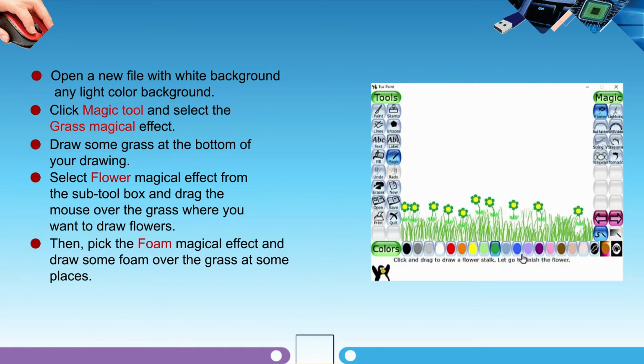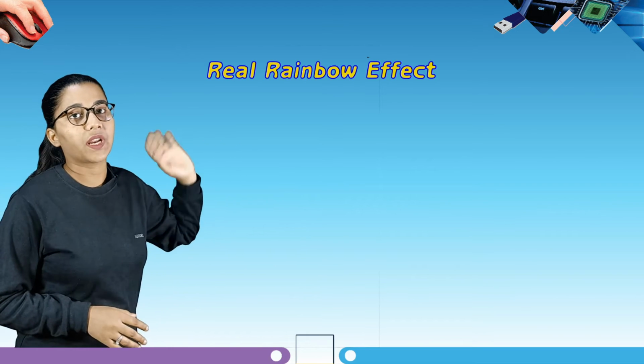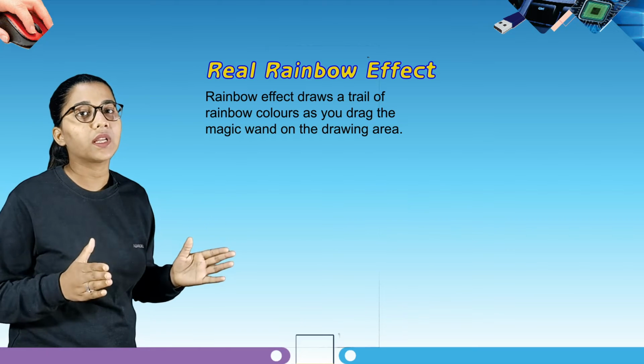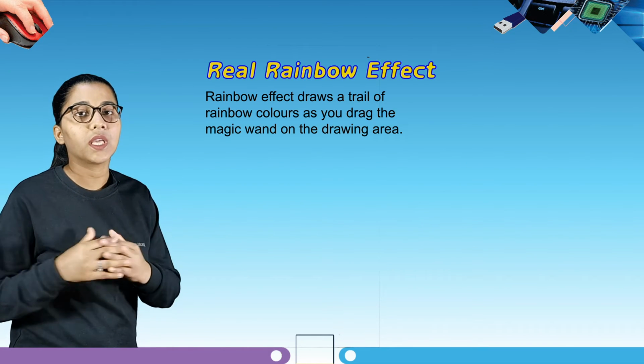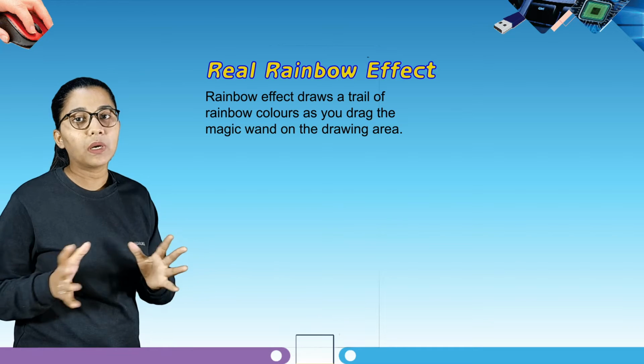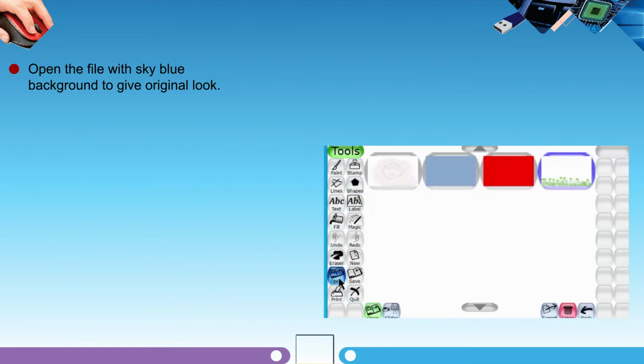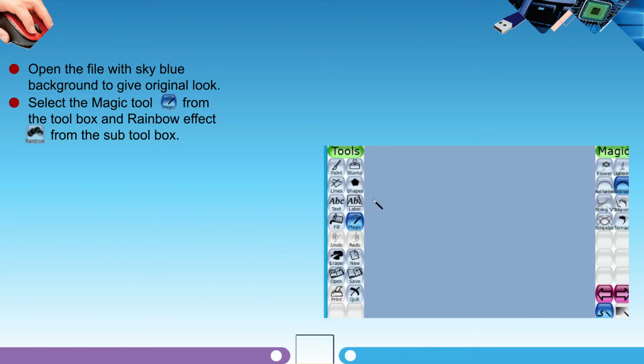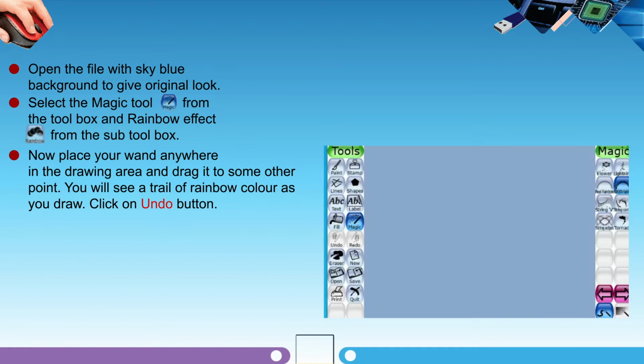Now students, our next topic is Real Rainbow Effect. Rainbow effect draws a trail of rainbow colors as you drag the magic wand on the drawing area. Now let's learn about the steps. Open the file with sky blue background to give an original look. Select the Magic tool from the tool box and rainbow effect from the sub tool box. Now place your wand anywhere in the drawing area and drag it to some other point. You will see a trail of rainbow colors as you draw.